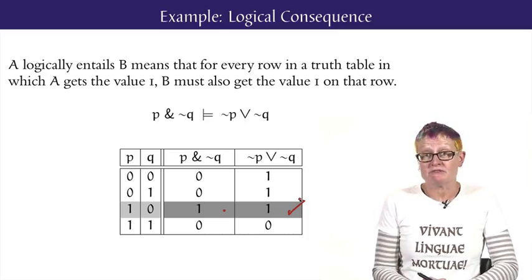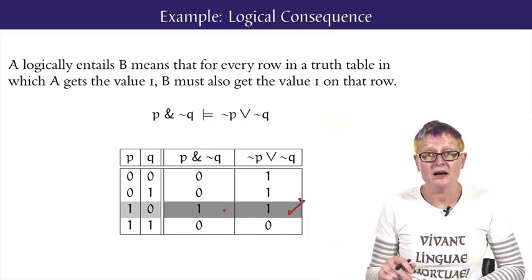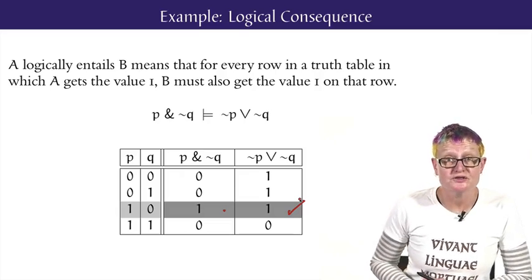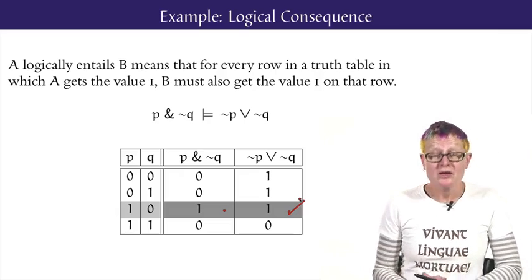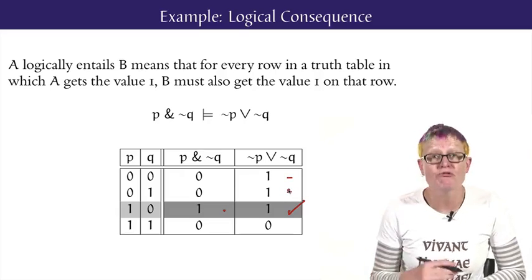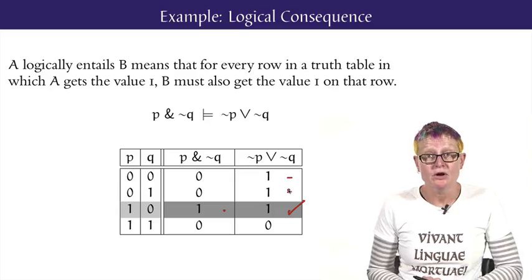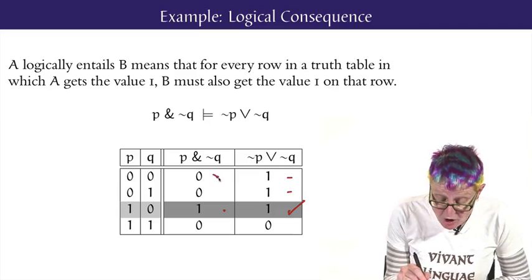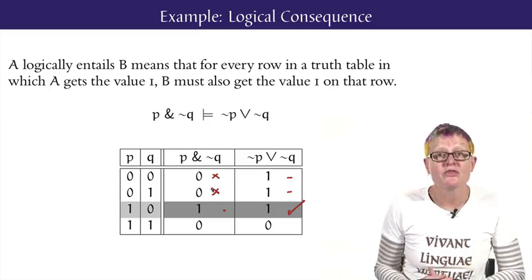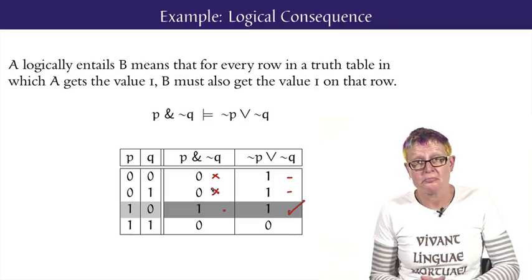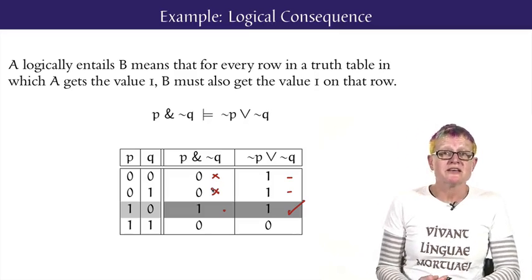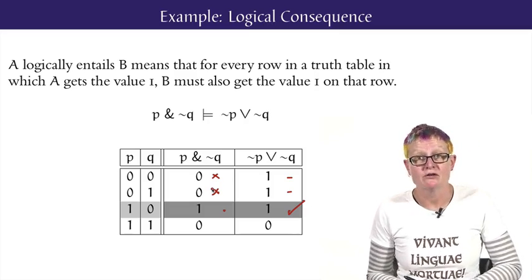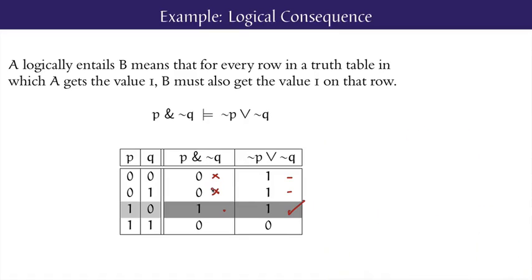What about the other direction? Does the second formula, not P or not Q, logically entail the first? Well, no, because on the first 2 rows of the truth table, the second formula, not P or not Q, is true, whilst on those rows, the first formula is false. So this shows that not P or not Q does not logically entail P and not Q.